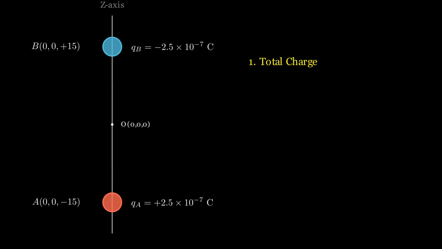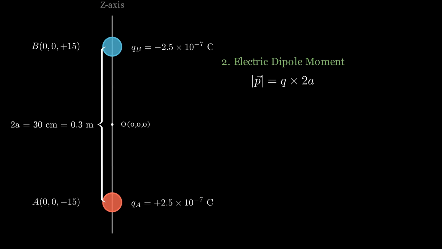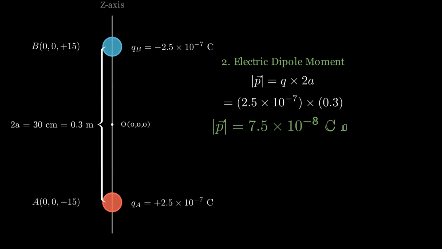This is simple addition. We have one positive charge and one negative charge of the exact same magnitude. When you add plus 2.5 and minus 2.5, they perfectly cancel out. The net charge of any electric dipole is always 0. Second question, what is the electric dipole moment? The symbol is P. The formula is charge Q times the separation distance of 2A. Our distance is 30 centimeters, but we must convert to meters, so 0.3 meters. Multiply the charge magnitude by 0.3, we get 7.5 times 10 to the power of minus 8 coulomb meters.